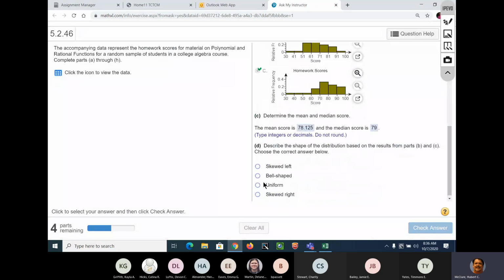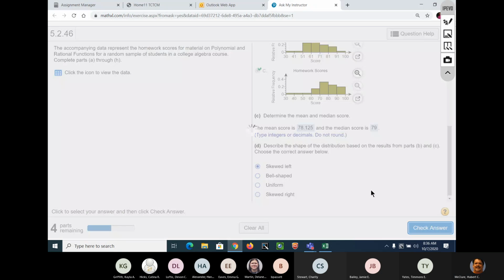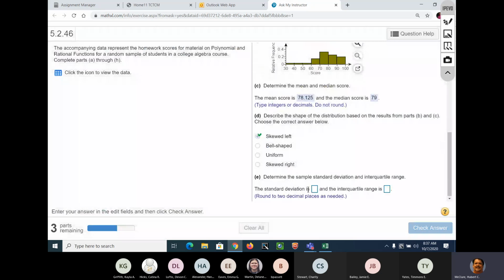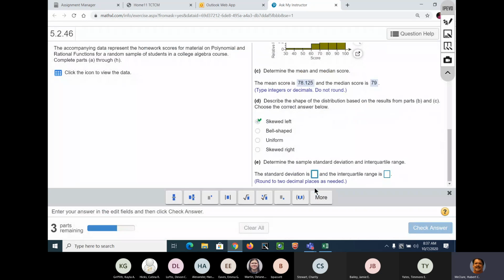We said that it's skewed left. We said that. Okay, there it is. I knew it was asking us. I know, I'm amazing.